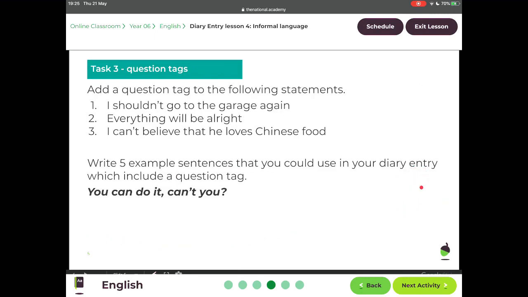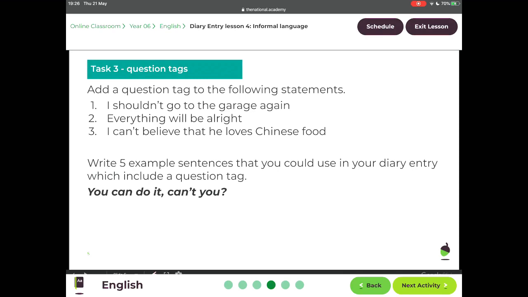Task 3, question tags. Add a question tag to the following statements. I shouldn't go to the garage again, should I? It would be should I? Everything will be alright, won't it? I can't believe that he loves Chinese food, can you? And then you write 5 sentences that you could use in your diary, which include a question tag.